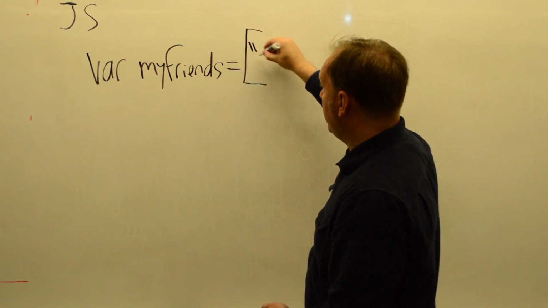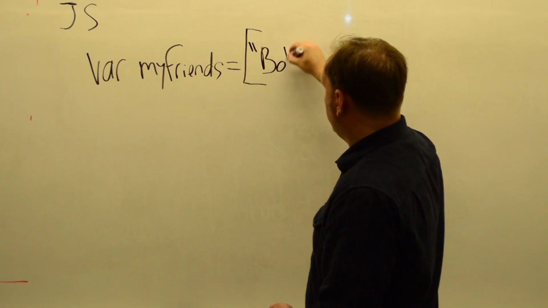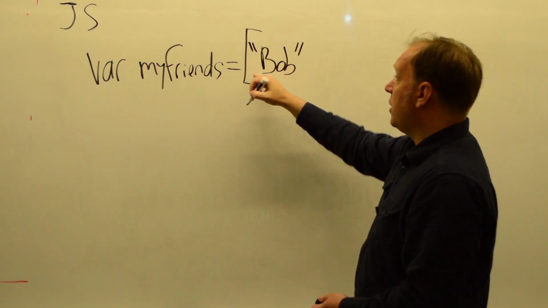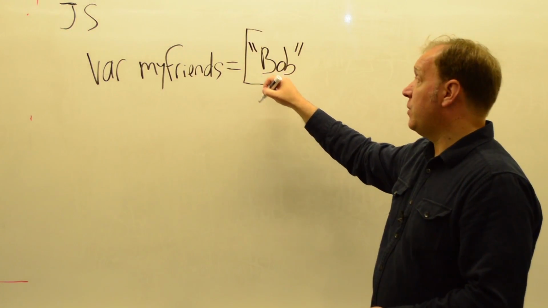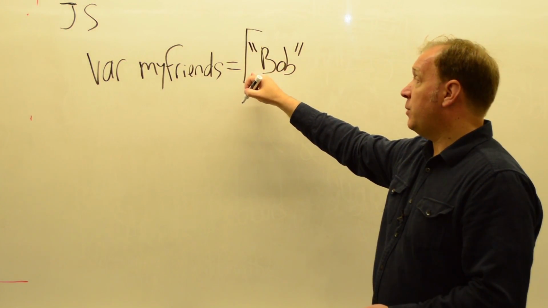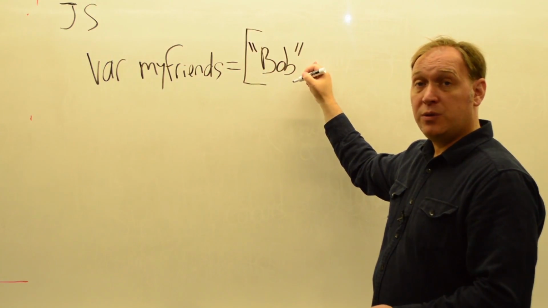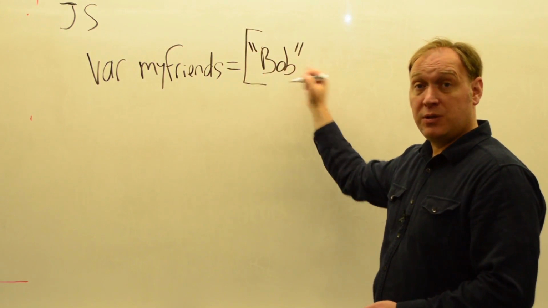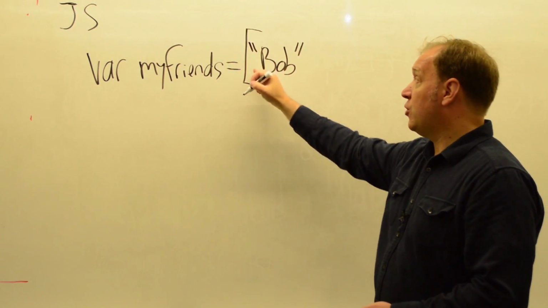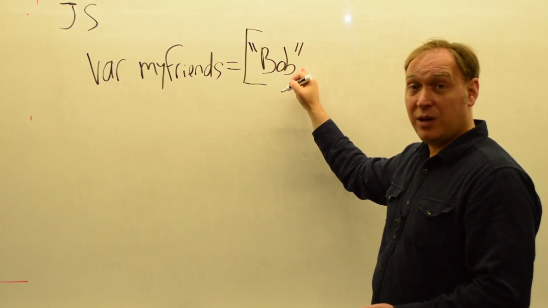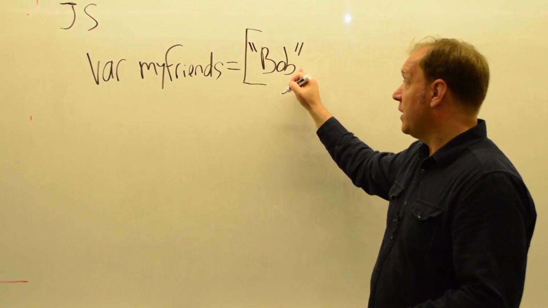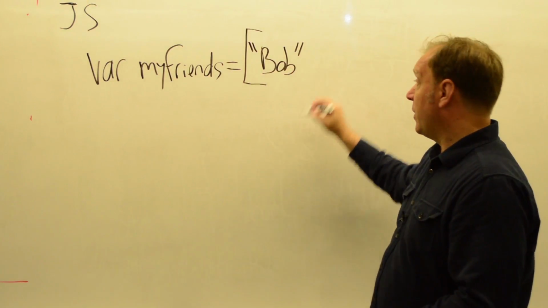And then inside, first is Bob. Now I've put Bob in quotes because it's a string data type, so those need to be in quotes. Typically you can use single or double quotes. I'm using double quotes because it's easier for you to see, but you could use single quotes as long as whatever you open with is what you end with. That's the most important thing. So Bob's the first element in the array.